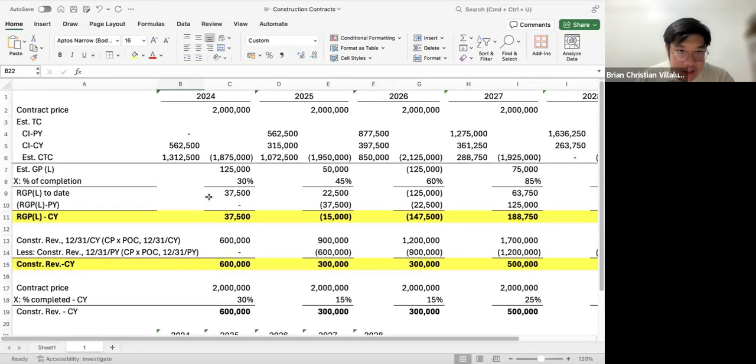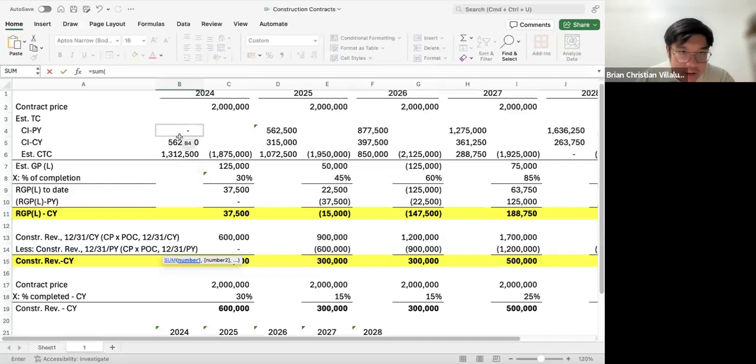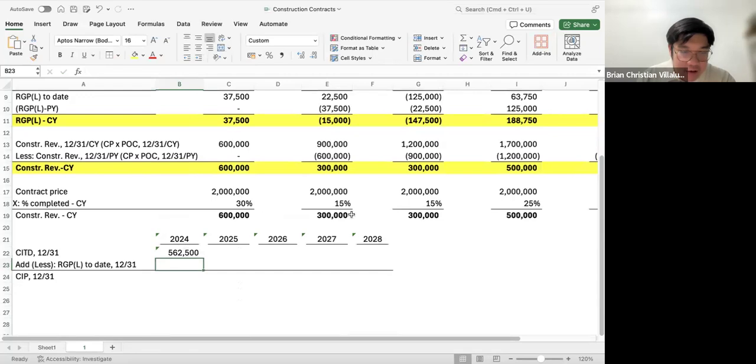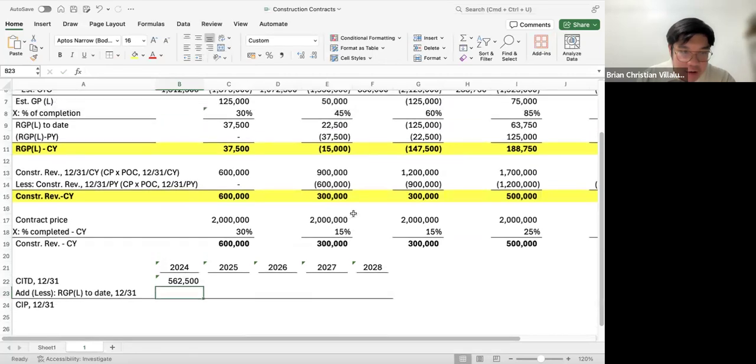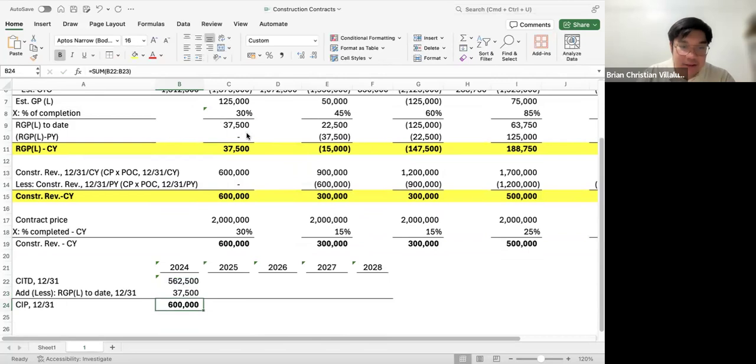Sige. So, saan natin pwedeng kuhain ang mga cost incurred to date? From our first table. No? So, cost incurred to date 2024, that's CIPY plus CICY. Then, add or less, RGP or loss to date. So, saan natin kukunin yan, class? Dito sa area na to. Yan, si 37,500. So, CIP at the end of 2024 would be 600,000. Okay? Next.